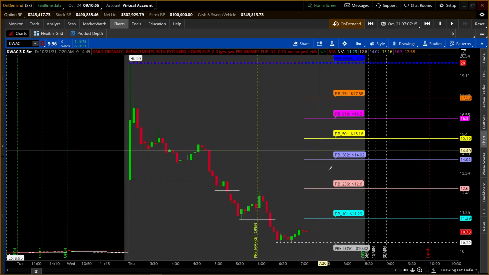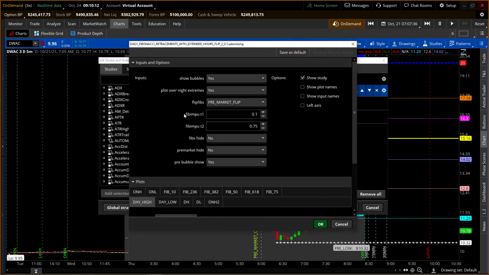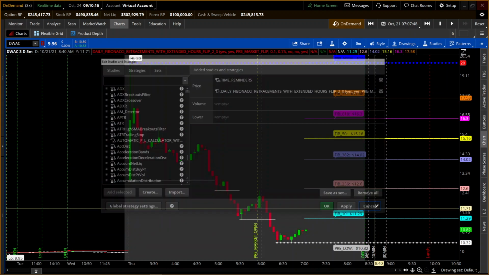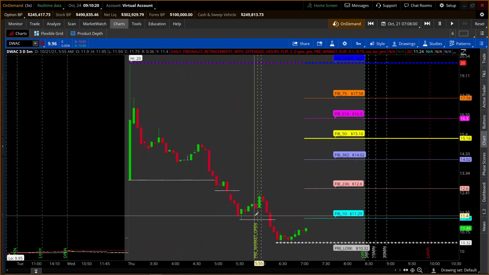But these are your original fib levels right here. And the 10 and the 75 you can change to whatever you want. It's just a fib input 1, fib input 2. And you get your daily high and daily low levels as well that follows the stock.